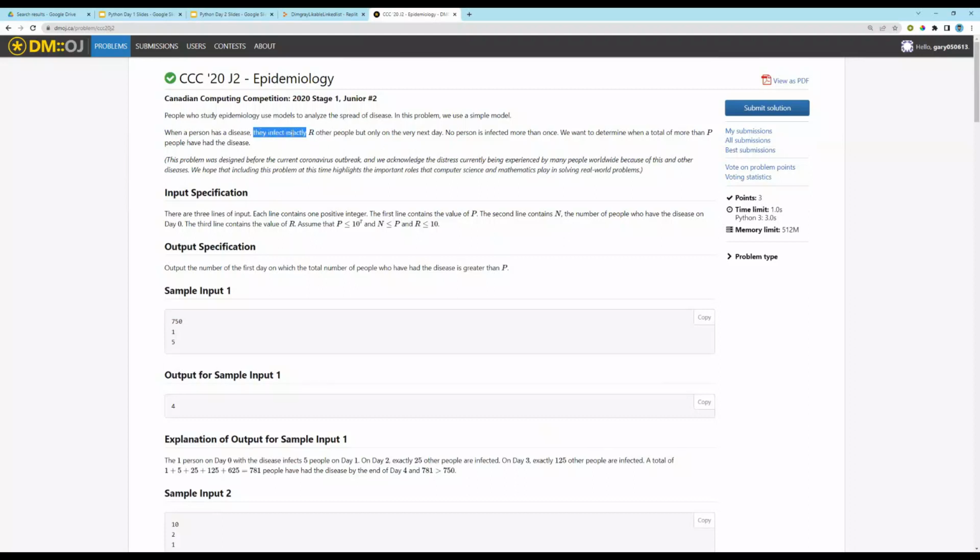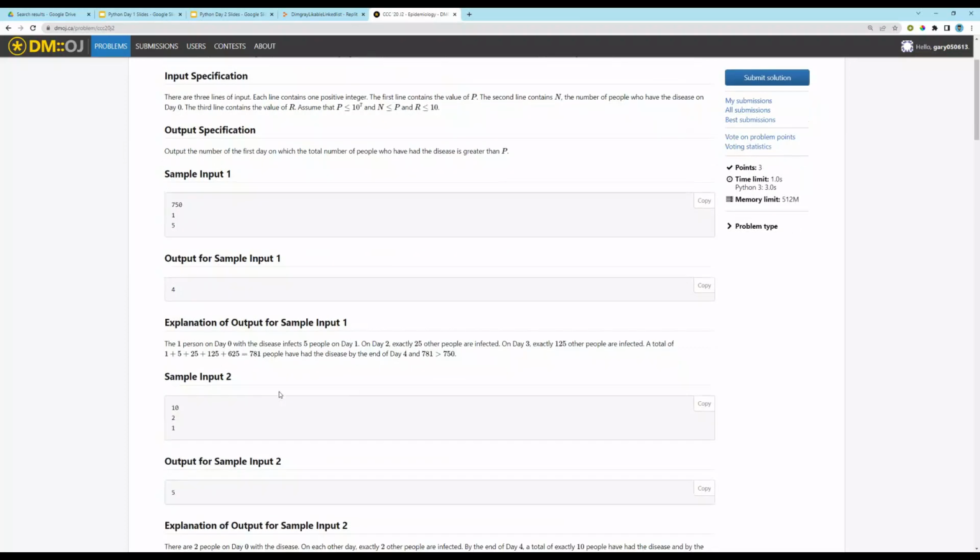Oh, it says they infect exactly our other people, but only on the very next day. Hmm. On the very next day. What does it mean, very next day? Okay, let's read the explanation for the output, because I think I might have confused the sample as well.